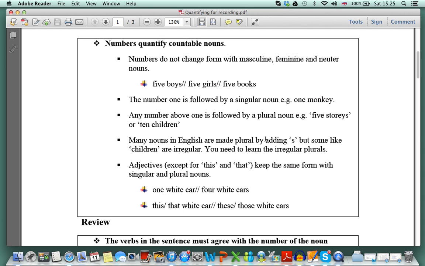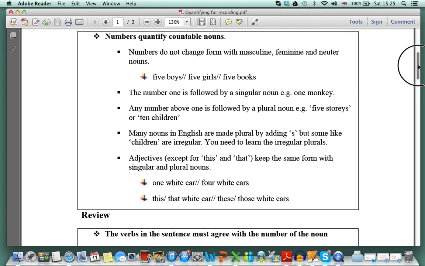Adjectives, except for this and that, keep the same form with singular and plural nouns. So we have 1 white car, 4 white cars, but when we have this and that, we have these white cars and those white cars. All right, let's move on.